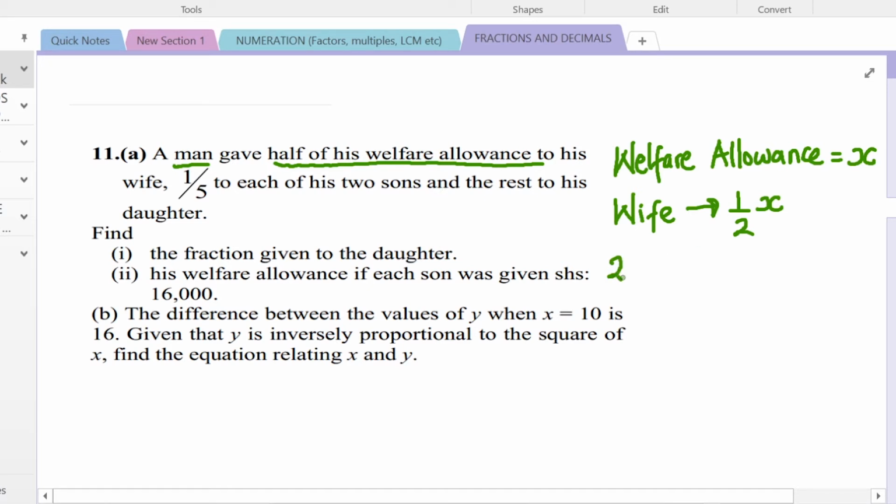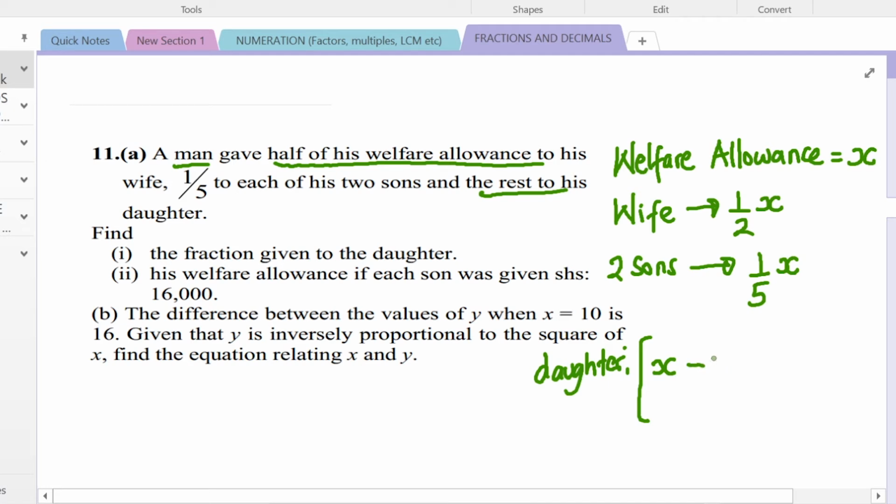So the 2 sons each got a fifth of that welfare allowance, and then the question says, and the rest to his daughter. So what does the daughter get? It means that the daughter receives the rest. So meaning that if this is the welfare allowance, we're supposed to say that's the welfare allowance minus what was given to the wife minus what was given to the 2 sons.